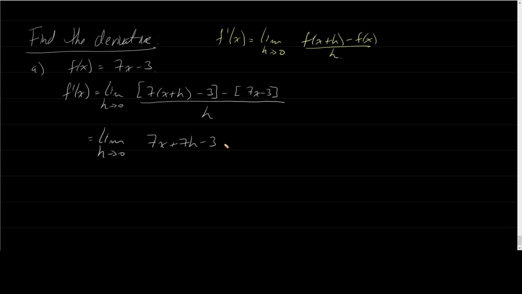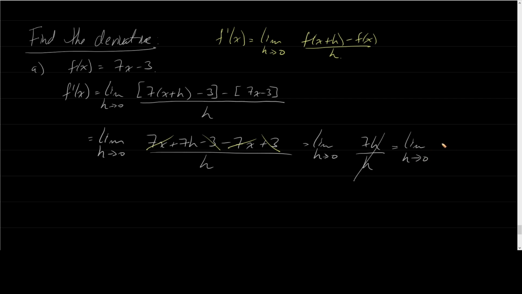If I distribute that negative, minus 7x plus 3, negative times a negative is a positive, all of this over h. At that point, we see a few things cancel out. 7x and negative 7x cancel out. Negative 3 and positive 3 cancel out, giving us the limit as h goes to 0 of 7h over h. These h's cancel out, giving us the limit as h goes to 0 of 7, which is just 7.